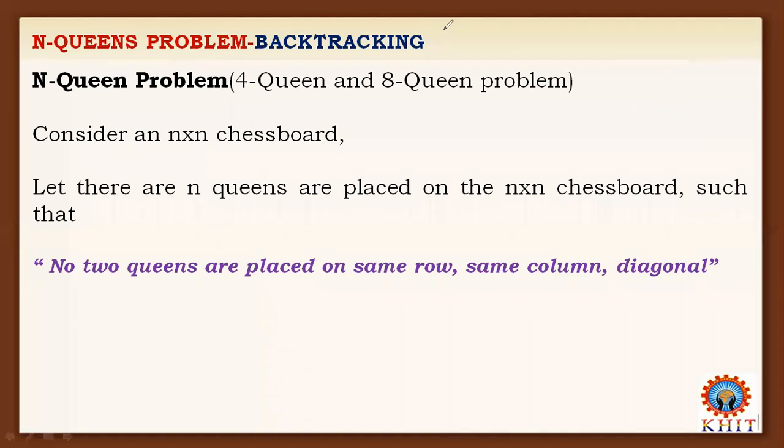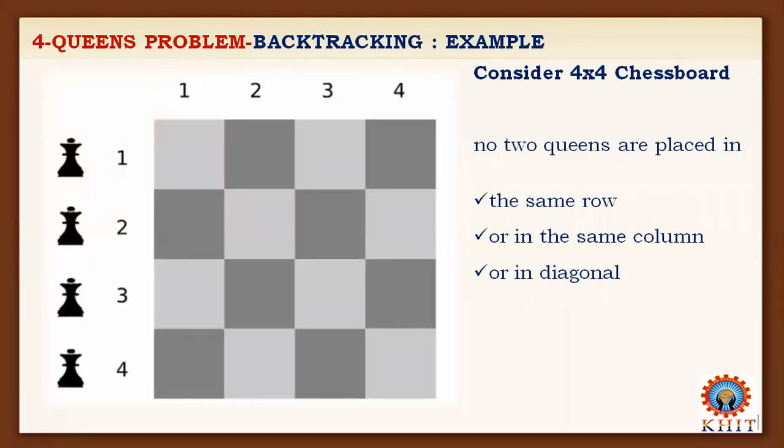Okay. Now I can solve the problem by using an example. Let us consider a chessboard. Here I have taken a chessboard. What is the size of the chessboard? The size of the chessboard is 4 by 4. That means here 4 rows, 1, 2, 3, 4. These are considered as rows.